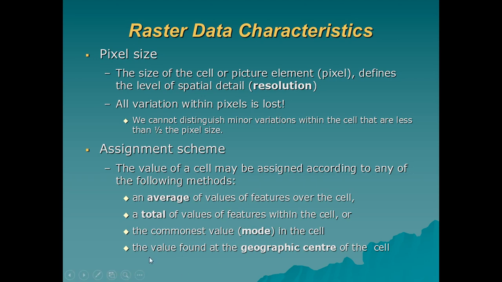Additionally, you may choose to go with the value that is found at the geographic center of the cell. For this method, you're looking at what occurs at the geographic center. You're not concerned about the features that occur the most in that cell or the total or anything of that kind. You're interested in the geographic center. Those are some of the methods that can be used. Typically, the method most often used might be the third one, the most common value occurring in the cell.